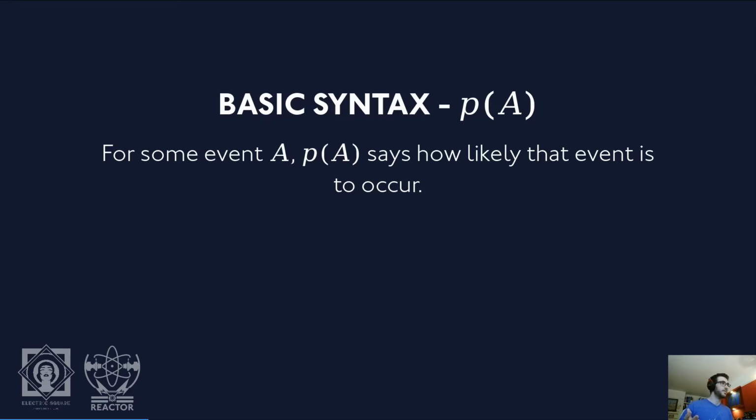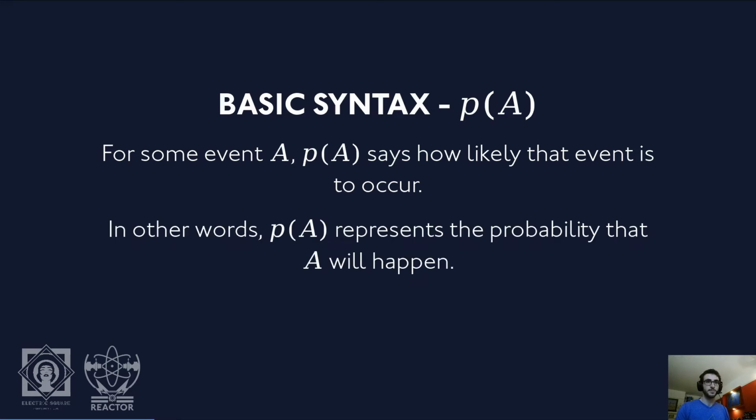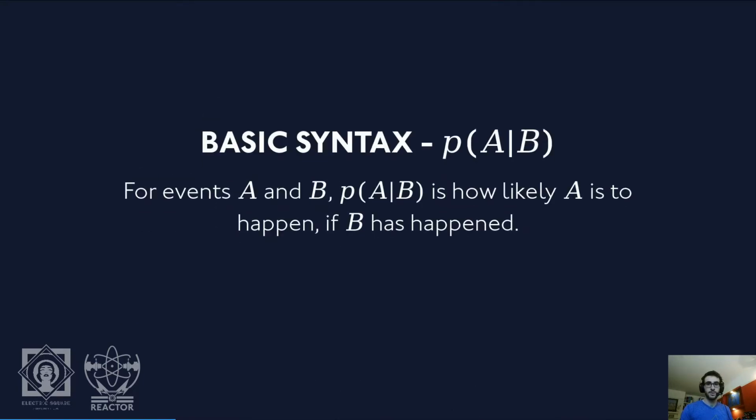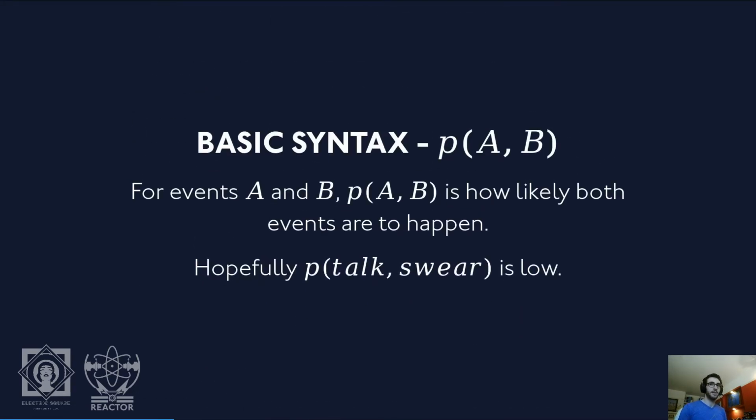When I write down P(A), it means that for some event, let's call it A, P(A) says how likely that event is to occur. So in other words, P(A) is the probability that an event A will happen. So hopefully, the probability I will swear during this talk would be low, but I know that the probability of me saying "the" is high, it's 1, and also that doesn't therefore carry much information. So basic syntax. When I write P(A, B), we are just talking about how likely are both events to happen. And hopefully the probability that I will give this talk and swear at the same time is low.